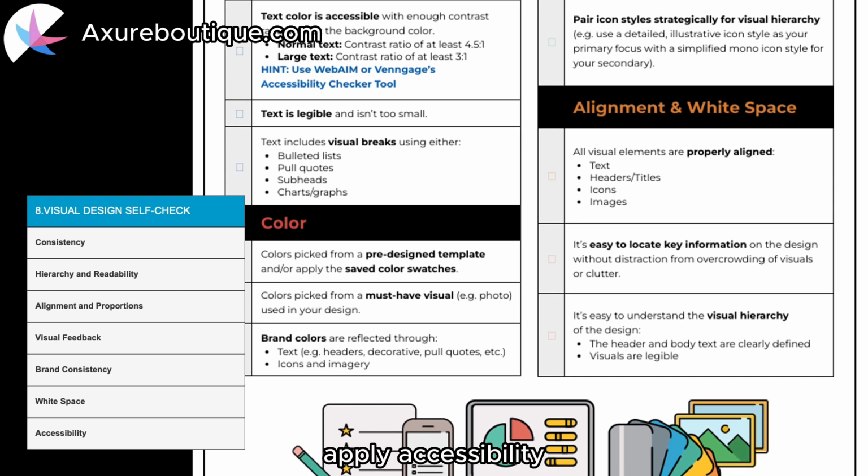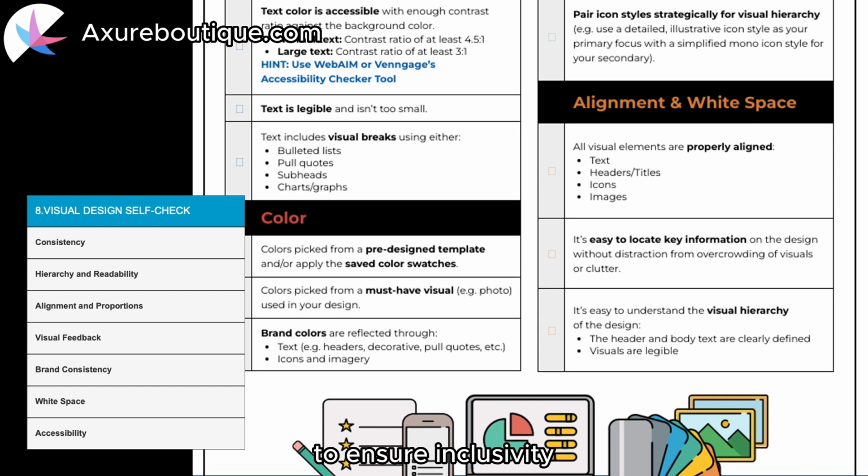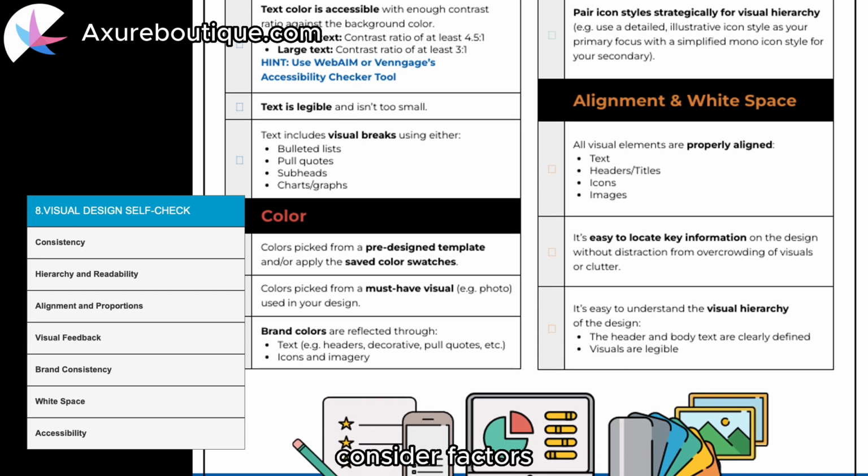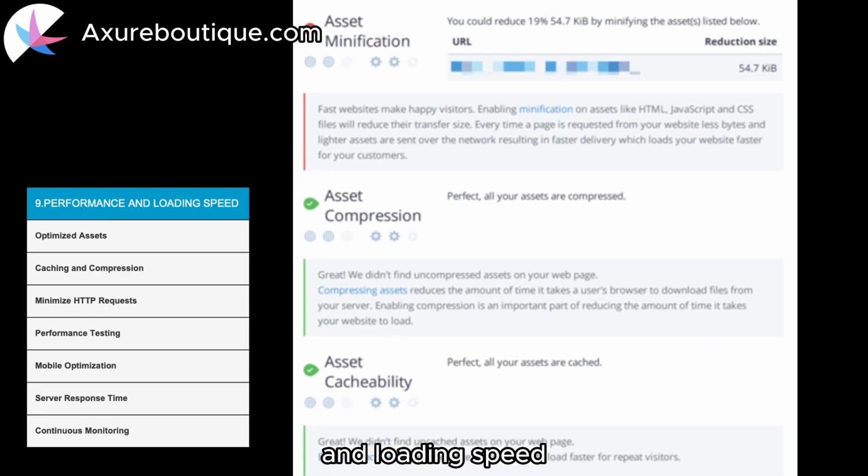Accessibility. Apply accessibility principles to your visual design to ensure inclusivity. Consider factors such as color contrast, font size, and alternative text for images to make your design accessible to users with different abilities. Performance and loading speed. It is crucial to consider the performance and loading speed of your design. Here are some key points to review.